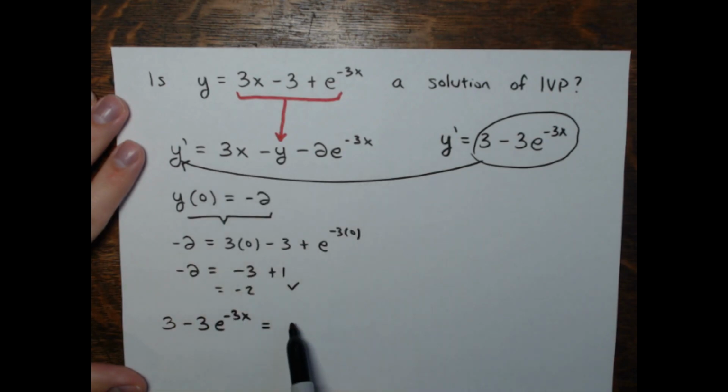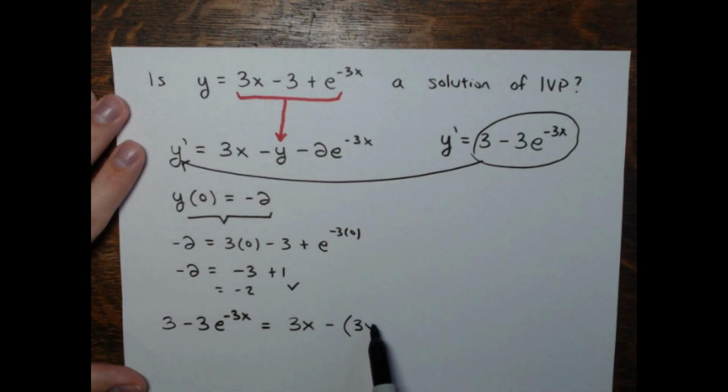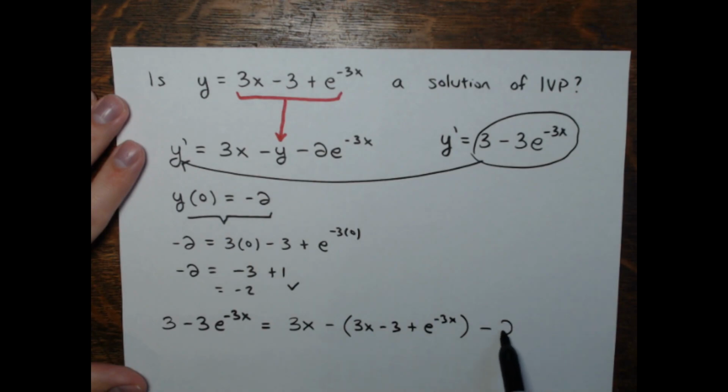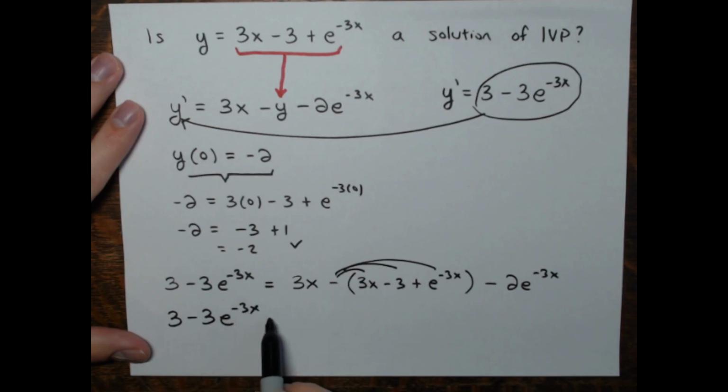On the right side, we have 3x minus, and then all of y, right? So this y, this 3x minus 3 plus e to the negative 3x. And then we have afterwards minus 2 e to the negative 3x. And I'll simplify this by distributing the negative here and combine like terms. So left side is still 3 minus 3 e to the negative 3x.